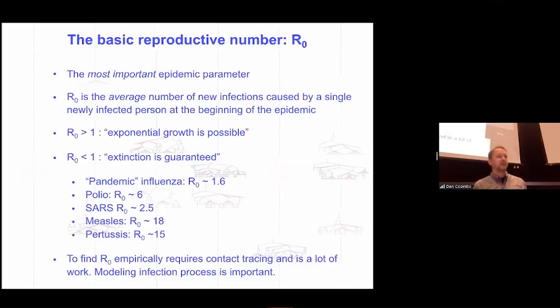Okay, so what are R naught values? Well, pandemic influenza, R naught was around 1.6. Polio, it's about 6. For SARS, it turned out to be about 2.5, by most estimates. For measles, the R naught is shockingly high. It's about 18. That's why we have to vaccinate against measles. And also for whooping cough or pertussis. To find R naught empirically requires a lot of epidemiological work because you're tracing individual cases. And so it would be nice, and it is nice, that we can estimate R naught by using mathematical models of how the infection moves around.